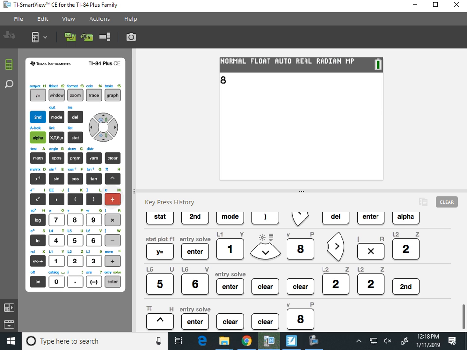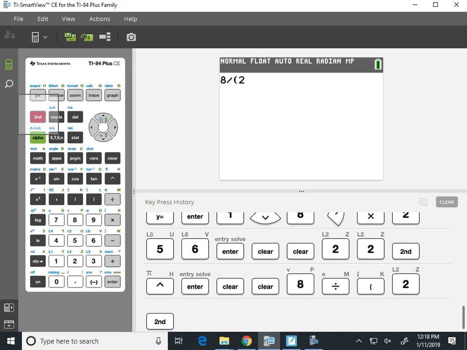You're going to do 8 divided by parentheses 2. To get pi, you're going to hit the second button, and then the pi symbol. Don't put 3.14, use the pi symbol. It's this caret button right there, next to tangent. Hit second, then that button, and pi will pop up. Close parentheses. Don't put 3.14. Anyone need help finding the pi? And then hit enter.